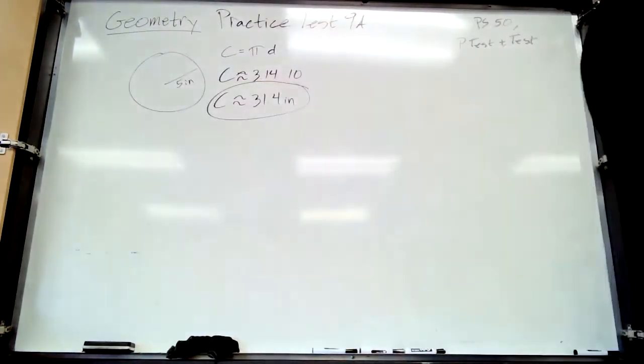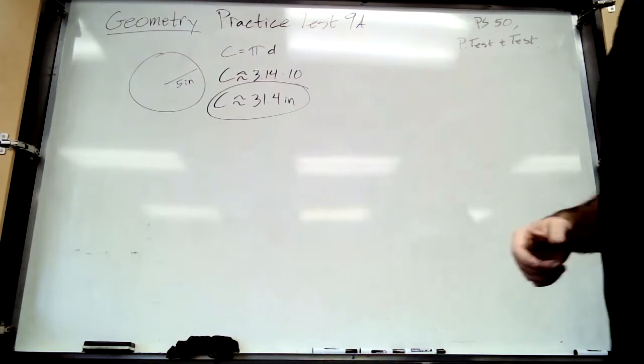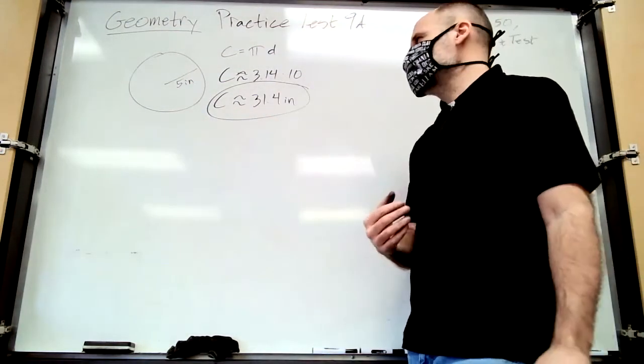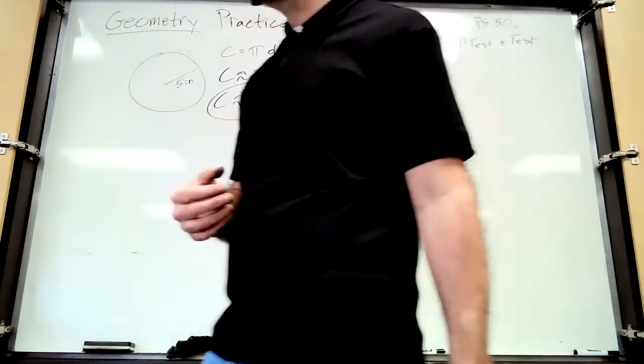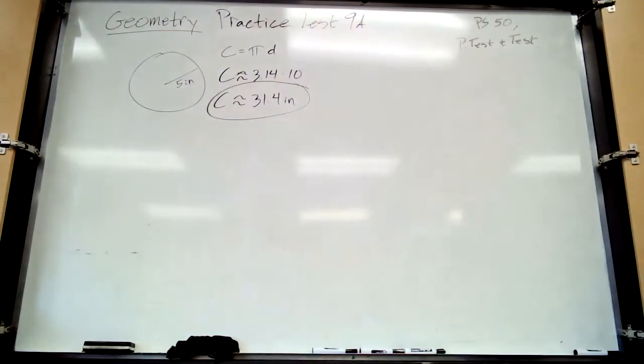Sure. So make sure, and this is just a grammatical thing, don't put an equal sign. Put an approximation sign, because 3.14 is not pi. It's just an estimation of pi. So the circumference is approximately 31.4 inches. You say that, but it does say use 3.14.